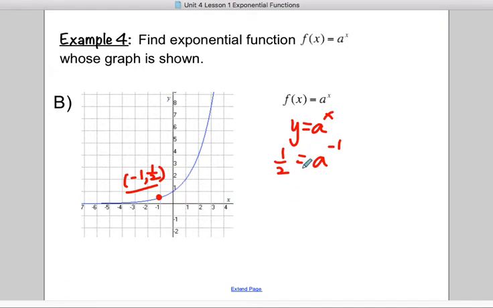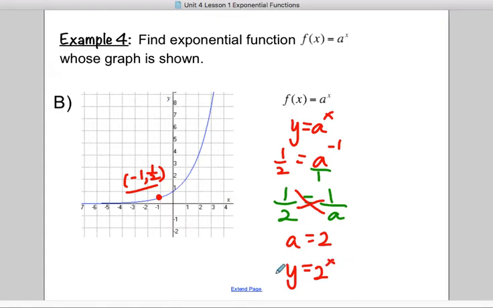So I'm going to go ahead and rewrite this. The left-hand side is 1/2. Now I have a to the negative 1. We have talked about negative exponents. What you can do is go ahead and move them to the denominator. So I have 1 over a. And now I'm trying to solve for a, so I can cross multiply. So I would have a times 1 equals 2 times 1. So a is equal to 2. So that would give me my answer. y is equal to 2 to the x, or f of x equals 2 to the x. If I was given an easier point, let's see what I got here. I got 1, 2. That'd probably be the easiest point to use.